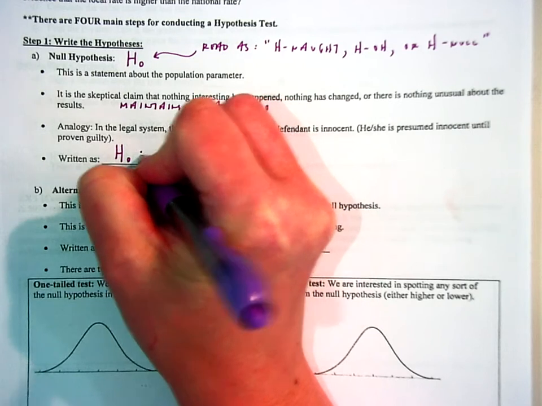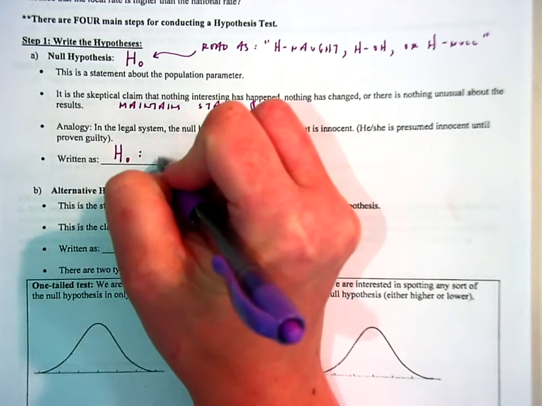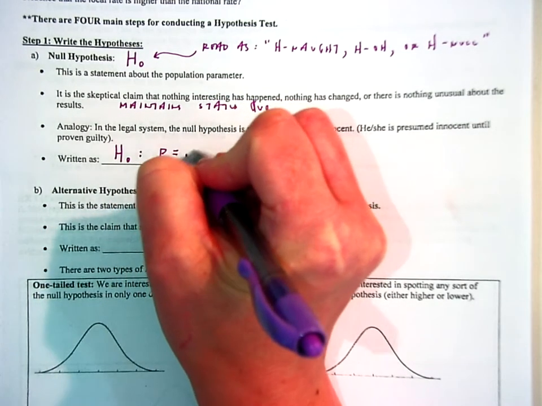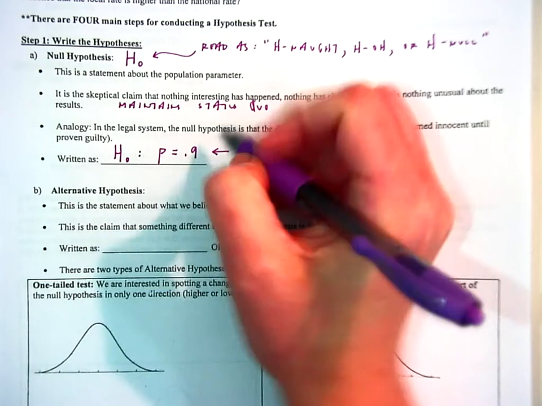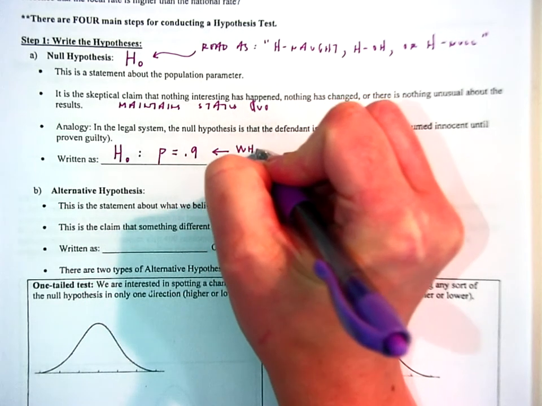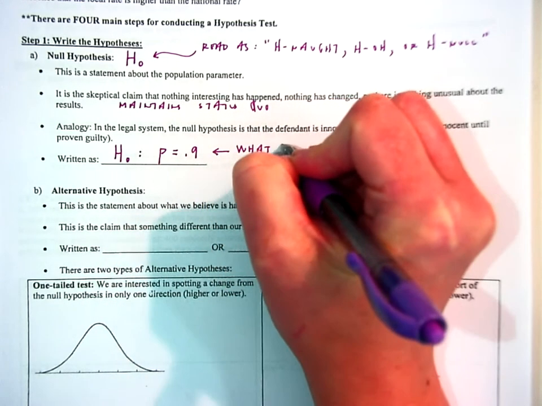We're saying everything has stayed the same. We are saying that the parameter is 0.9. 90% of American homes have at least one smoke detector. Here I just want to make sure I stress that this is what we already know about smoke detectors.